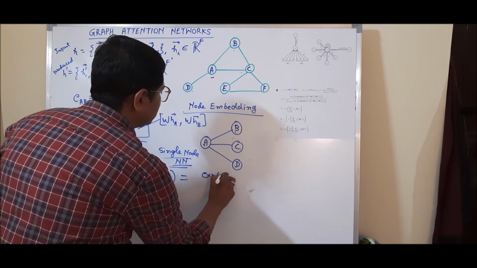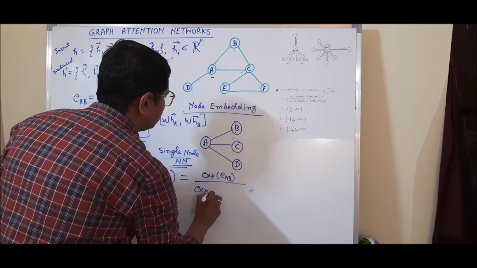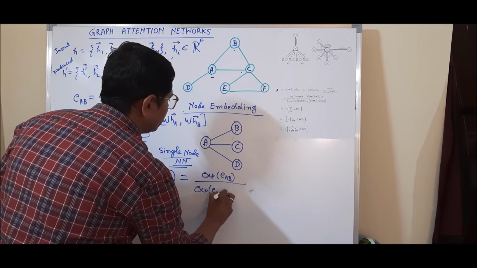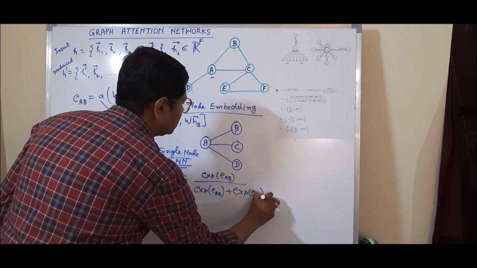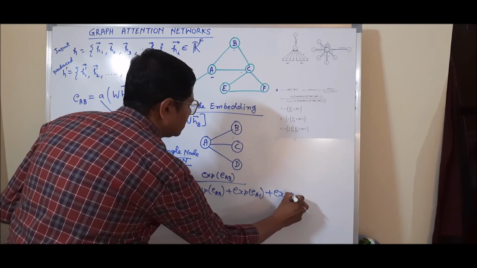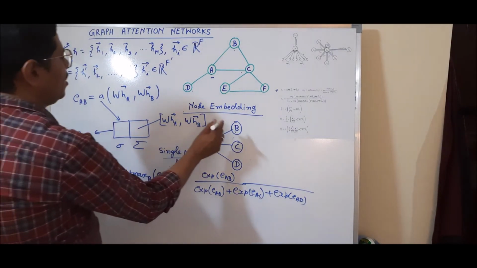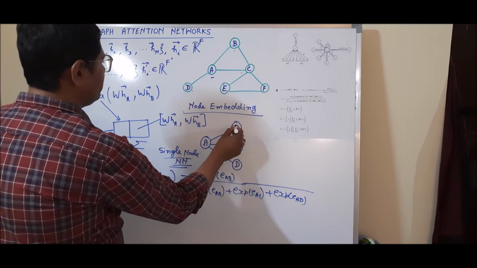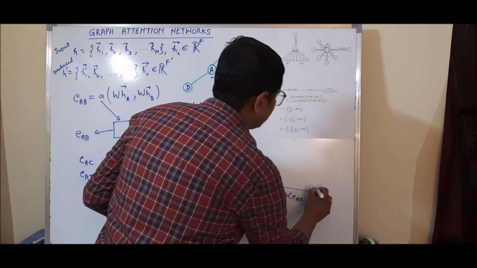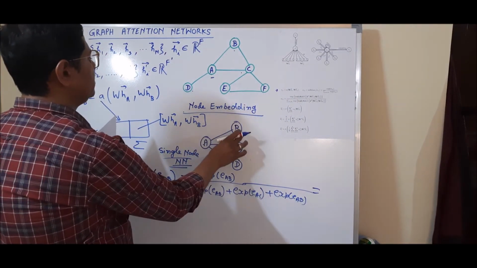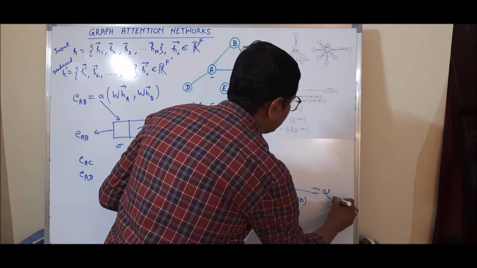We calculate the exponential of e A B, and then take the summation: exp of e A B plus exp of e A C plus exp of e A D. In this way, we get the information about how important A B is relative to all other nodes. This gives the contextual information of how a particular node B is contextually important for node A, and we can write it as alpha A B.